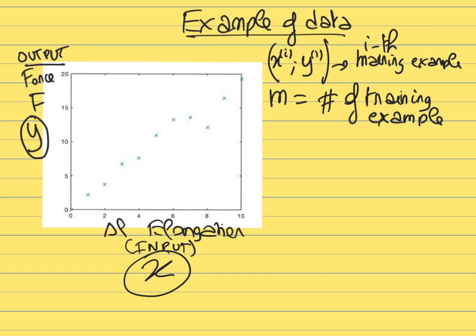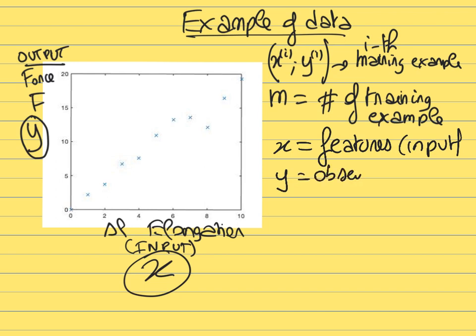As a reminder, X is the input. This is what we are going to call the features. This is the input of your model. This is what you know. And then you have Y. Y, those are the observations. This is what you are trying to predict. This is the output of the model. And so what you want is to come up with a model that will map X to Y.